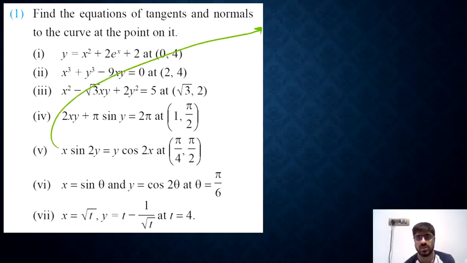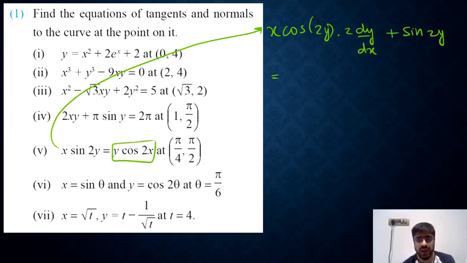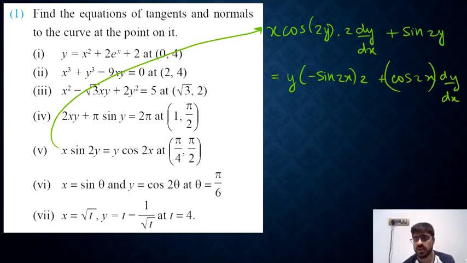Take a derivative yet again, so that's going to give you x into cos 2y into 2 dy by dx. On the left hand side I've only applied u derivative of v, plus I have to apply v derivative of u. So plus I will have sine 2y. On the right hand side I will have y into minus sine 2x multiplied by 2, plus I will have cos 2x into dy by dx.